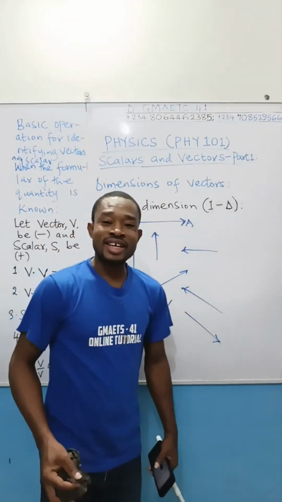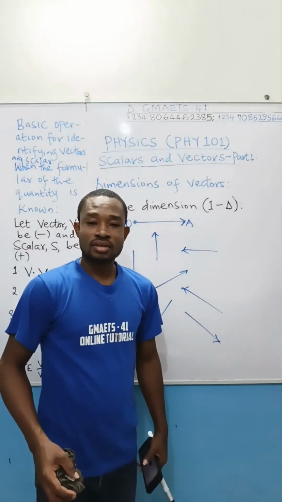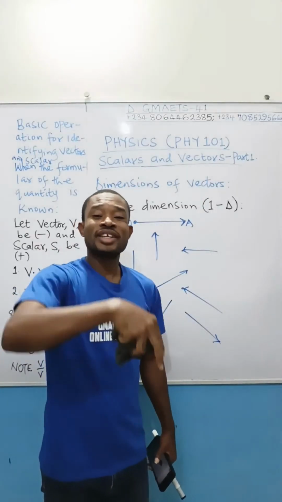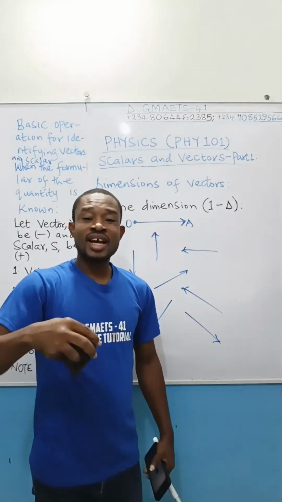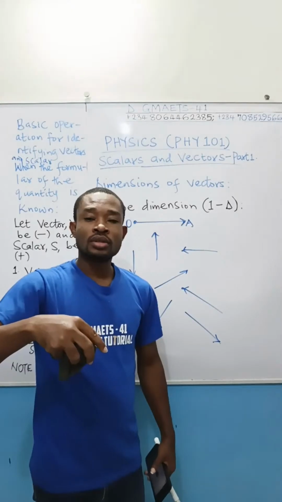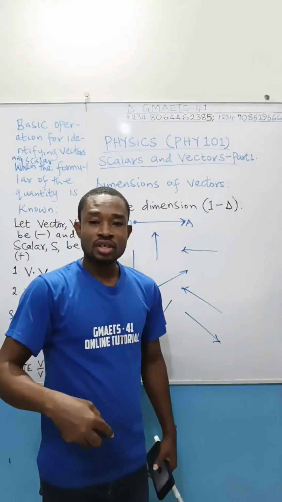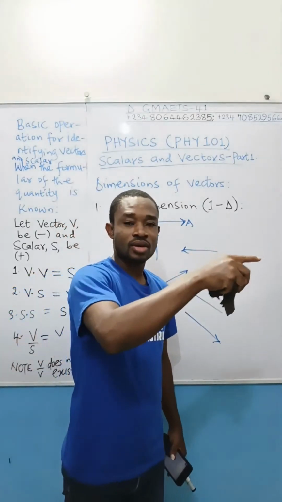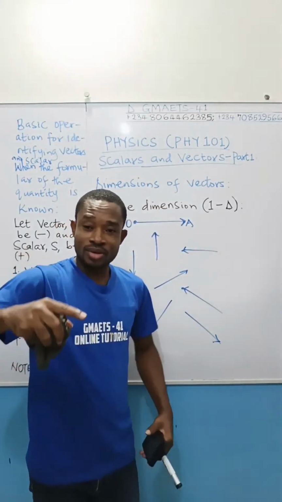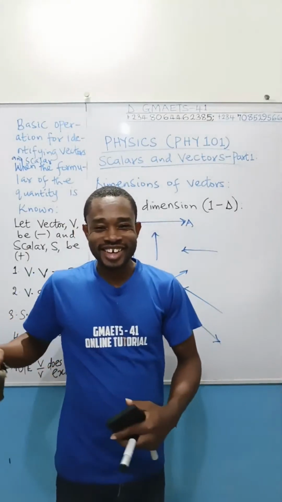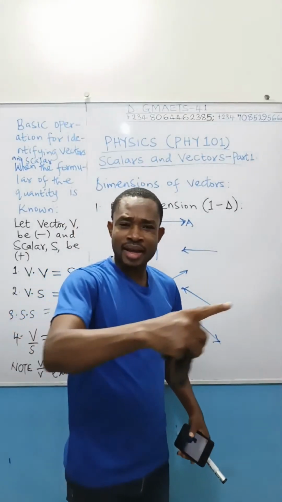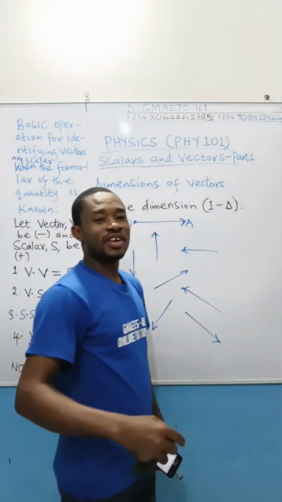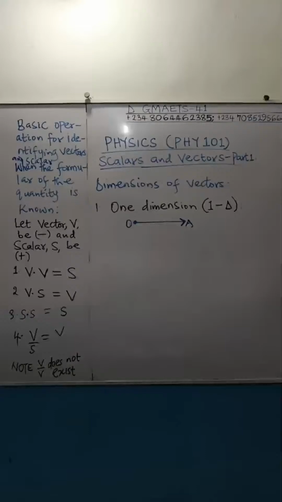You can think of an ant. If an ant is walking on the branch of a tree, you notice that ants usually move straight. Whenever you see ants in convoy, they move along a straight line, and when they are coming back, they follow that same straight line. So you can use that to define a vector in one dimension.